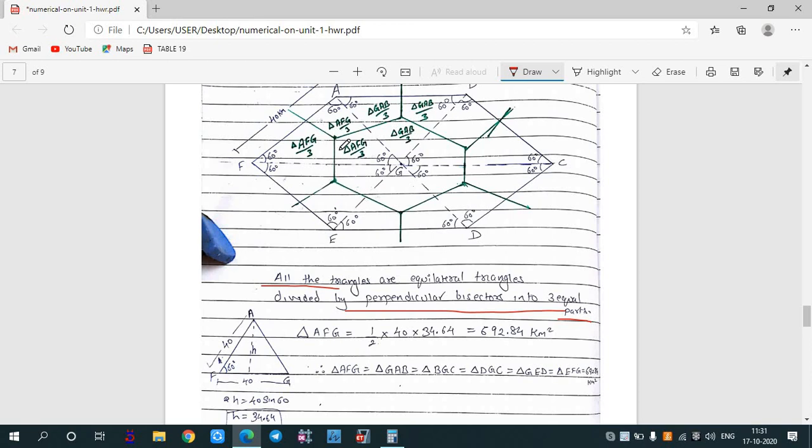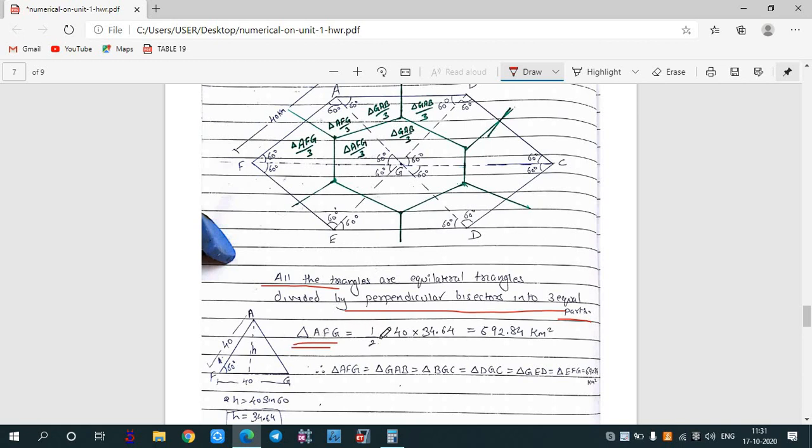So in this method, we need to divide the triangles using the bisectors. After that, since all the triangles have the same area, we have to find out the area of at least one triangle. Then we will divide it by 3, so that will give you the value of one part. We consider the first triangle, that is A, F, and G. Since it is equilateral, all the angles will be 60 degrees.